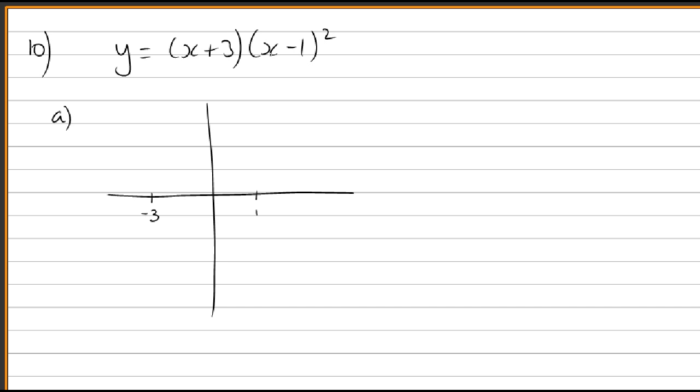x times x will give us x squared, and there's a squared term here, so we've got x squared times x, which is a positive x cubed. So our graph is going to look something like this. And we've got a repeated root at 1. So our graph comes up through minus 3, comes down, touches 1, and then goes up.